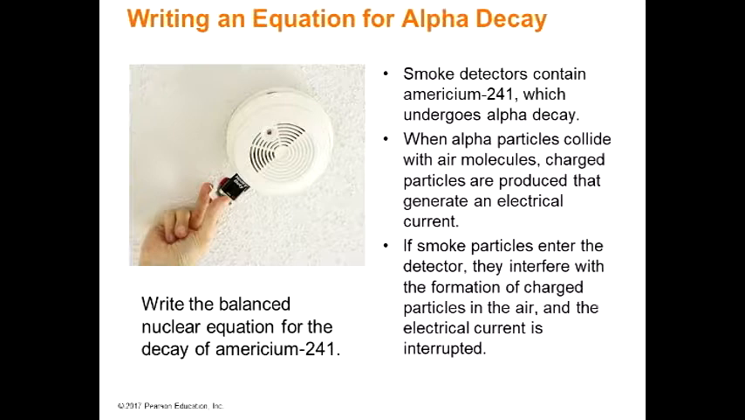If smoke particles enter the detector, they interfere with the formation of charged particles in the air, and the electric current is interrupted. Beep, beep, beep. The battery sets off then, and it starts to beep. So that's what's happening here. So this is one way that radioactive decay is used.